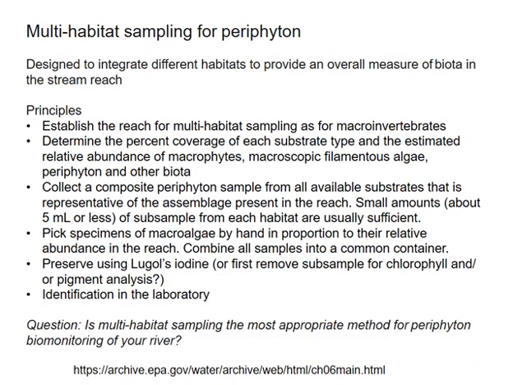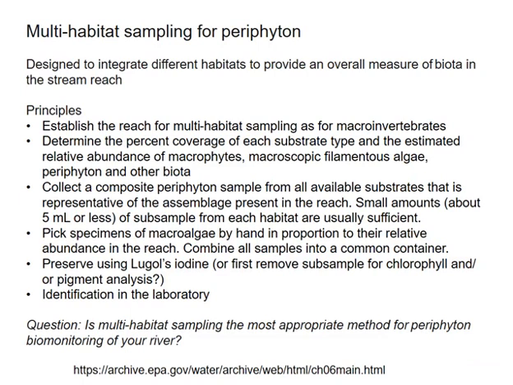Again, you need your habitat survey to work out the lie of the land in the river and what types of habitats you're going to be looking at. And you determine the percentage coverage of the substrate types, so the relative abundance of macrophytes, macroscopic filamentous algae, periphyton, and other biota. And then you get your composite sample from all the different substrates.